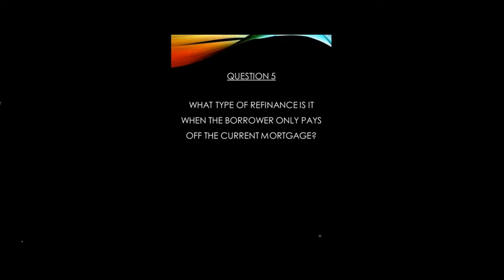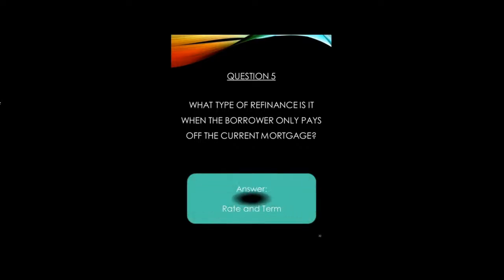Question 5. What type of refinance is it when the borrower only pays off the current mortgage? Okay, hopefully you guys all got this one right. The answer is rate and term.